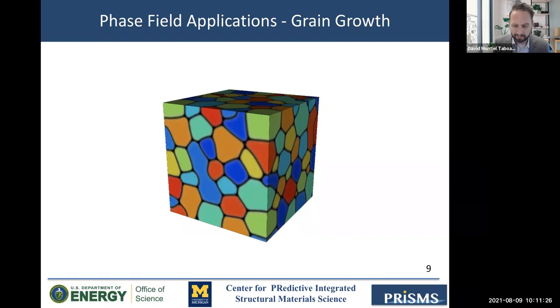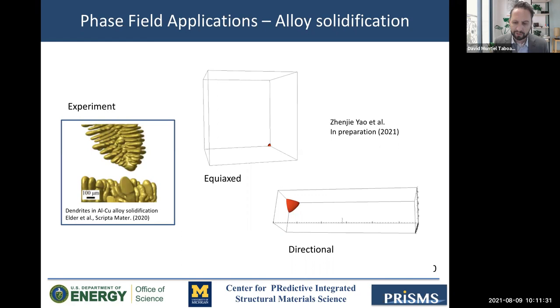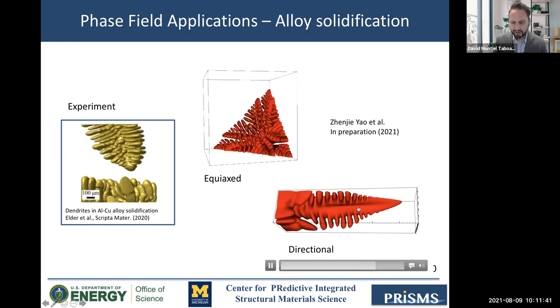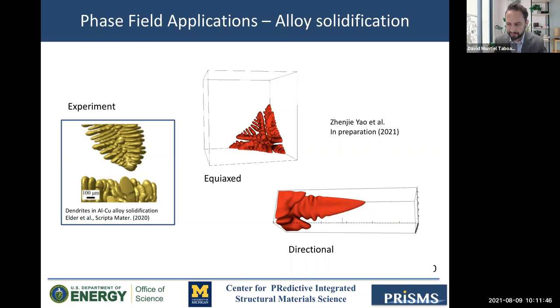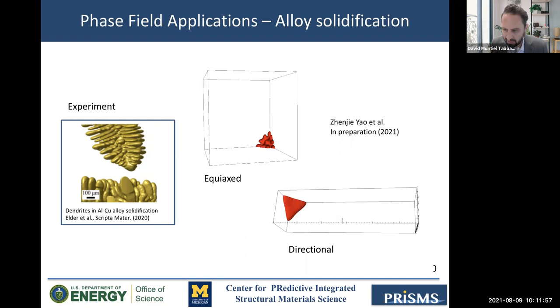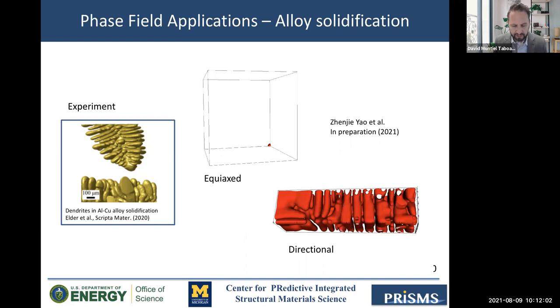Another interesting phenomenon is alloy solidification. This is typical of what happens in a casting process. What happens here is that as solidification occurs, an instability happens at the solid-liquid interface. And this gives rise, so the red region is a solid, and the white region is a liquid. So the solid is growing into the liquid. And this instability gives rise to this dendritic structure, this kind of branches that you see emanating from the solid.